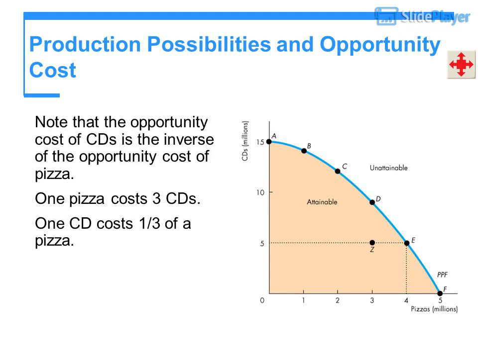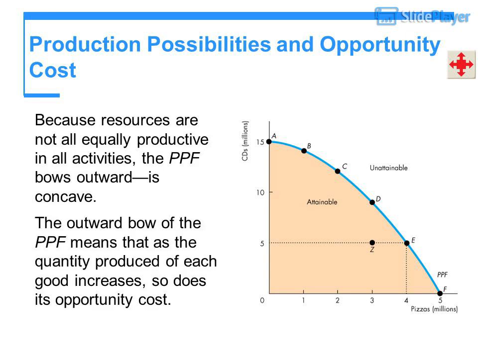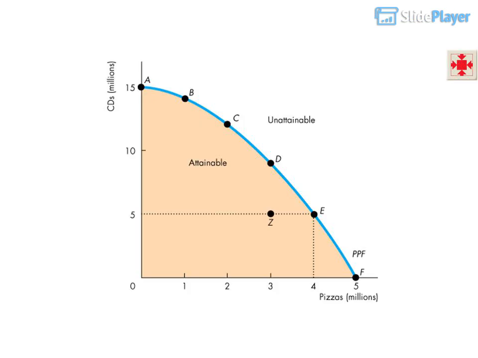Note that the opportunity cost of CDs is the inverse of the opportunity cost of pizza. One pizza costs 3 CDs. One CD costs 1/3 of a pizza. Because resources are not all equally productive in all activities, the PPF bows outward, is concave. The outward bow of the PPF means that as the quantity produced of each good increases, so does its opportunity cost.